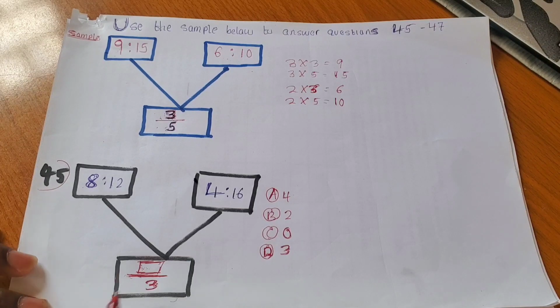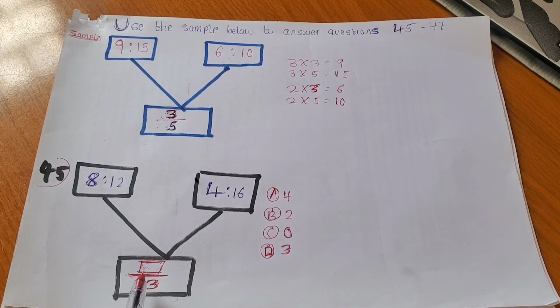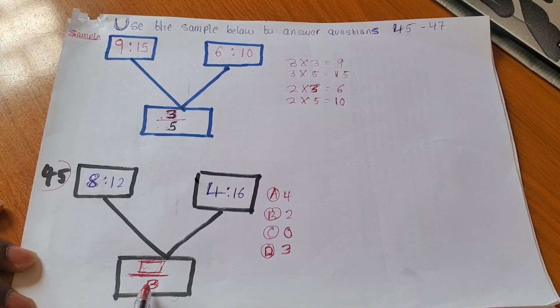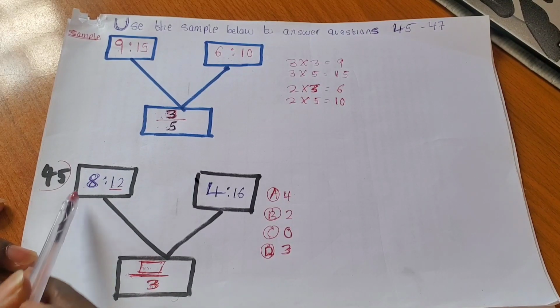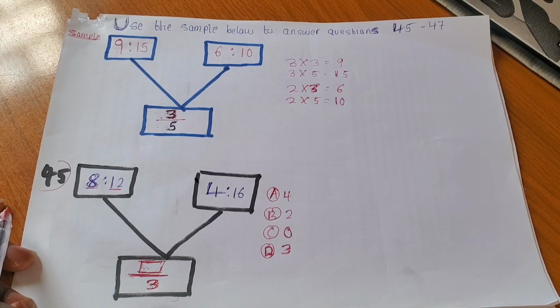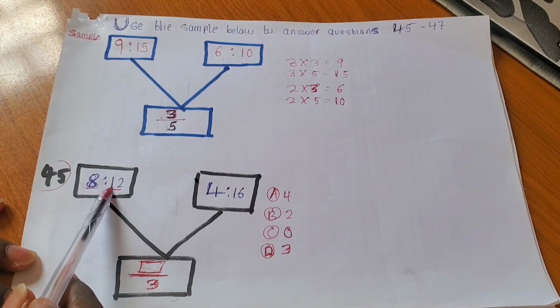Okay, so just pay attention. What can we multiply by 3? You can see that 3 is the denominator here. Are you paying attention? You know that it is what we multiply by the denominator that will give us the value here, and it is what we multiply by the numerator that will give us the value here. Do you understand? But I don't know the value that I'm going to multiply by the denominator to give me 12.